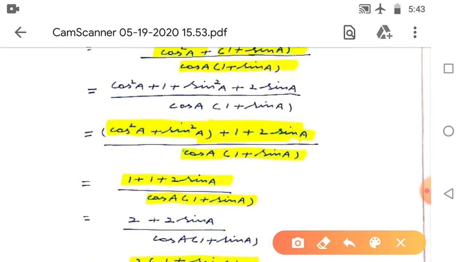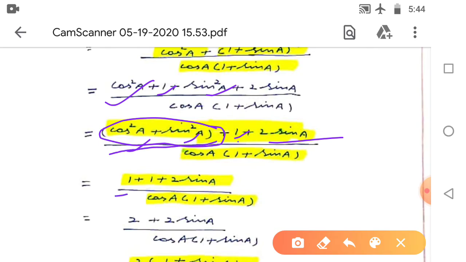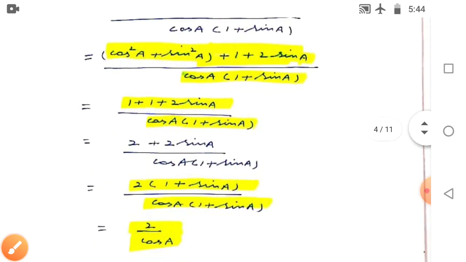Clear? Okay. Now this is cos square a and this is sin square a, and we know sin square theta plus cos square theta is 1. So we write these two, cos square a plus sin square a, this is 1. Okay, this is 1 and this is 2 sin a. Now this cos square a plus sin square a is 1 and this is 1. So 1 plus 1 plus 2 sin a. So ultimately this is 2 plus 2 sin a. Clear? And now look at here.